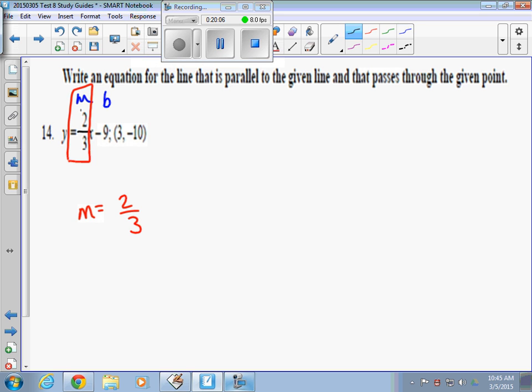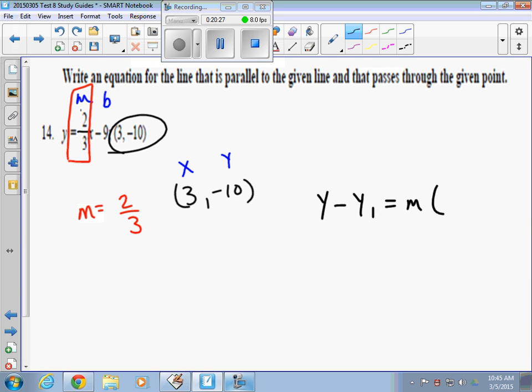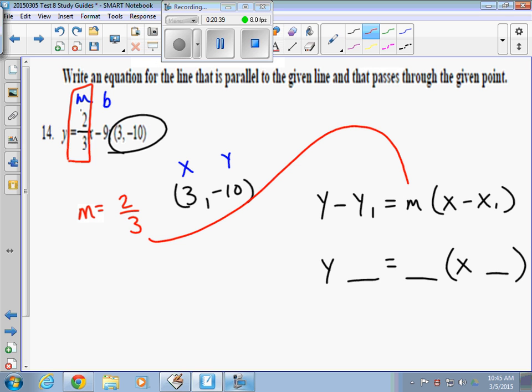The other part that's given in the problem is (3, -10). That's a point. So we're given a slope and we're given a point. Instead of trying to do it in slope-intercept form, we'll write it in point-slope form. Remember, point-slope form is y minus y sub 1 equals m times x minus x sub 1. So all you do is plug in y sub 1, m, and x sub 1. Your m value goes in just like it is, 2/3. Your x sub 1 and y sub 1 are going to be the opposite of whatever's shown in the point, because it's y minus y sub 1.